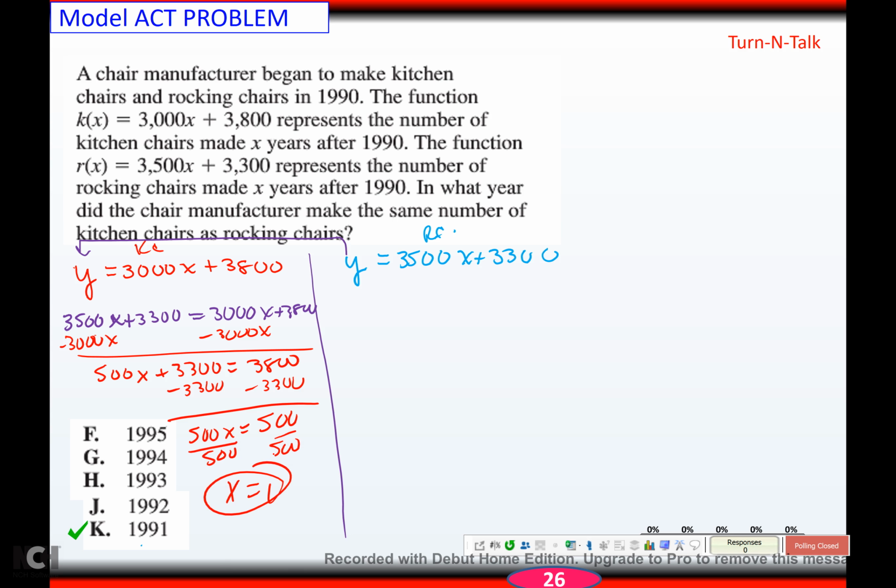Now, they just said in what year, so finding x, you could find y, you could go here and plug it back in and figure out your y, but I don't have to do that because they're not asking me for y. They just want to know how many years after 1990 these manufacturers were manufacturing the same amount. Well, this says 1. So how did they go from 1 to 1991? Because remember, X didn't stand for what year it is. It stood for the number of years after 1990. Well, 1 year after 1990 would be 1991. Okay?